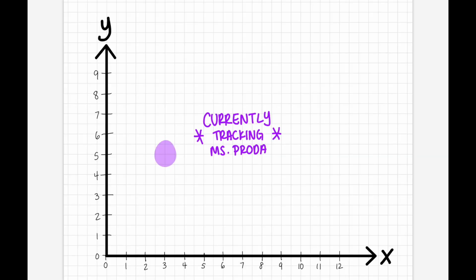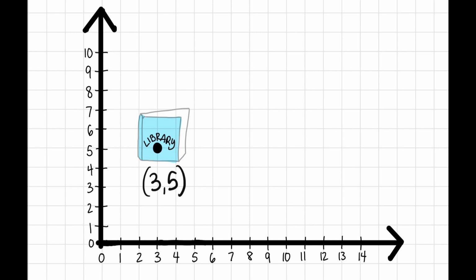Let's take a look at the tracker while Miss Proda is inside getting books. As you can see, she ran up 5 units to get to the y-coordinate of 5. The library is at 3, 5. The 3 represents the x-coordinate, which is why Miss Proda ran to the right 3 units. And the 5 represents the y-coordinate, which is why Miss Proda ran up 5 units.